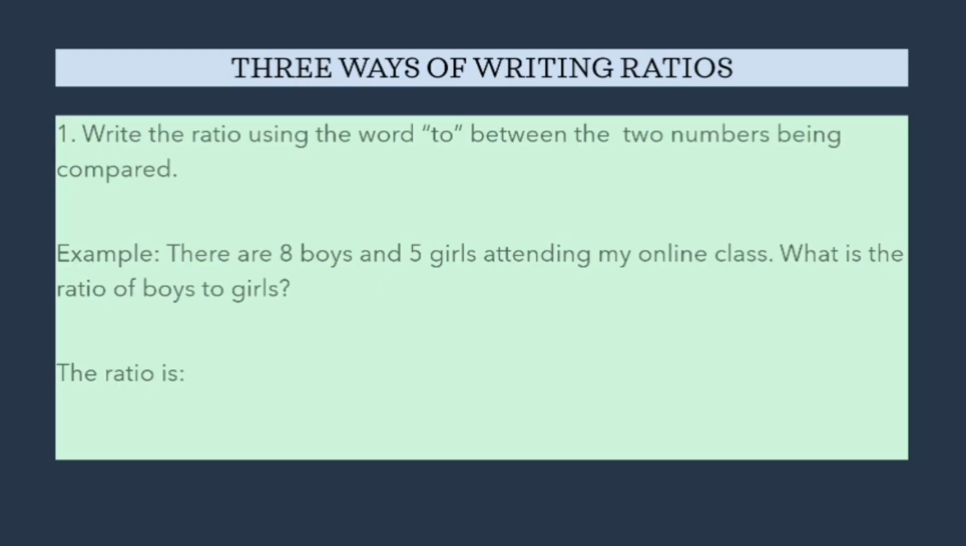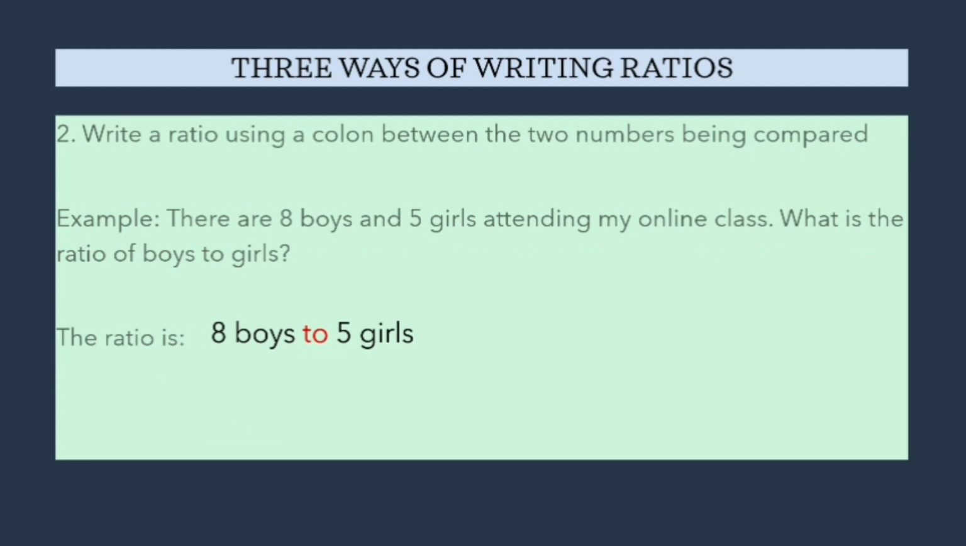There are 3 ways of writing ratios. Number 1, write the ratio using the word "to" between the two numbers being compared. For example, there are 8 boys and 5 girls attending my online class. What is the ratio of boys to girls? The ratio is 8 boys to 5 girls, or simply 8 to 5.